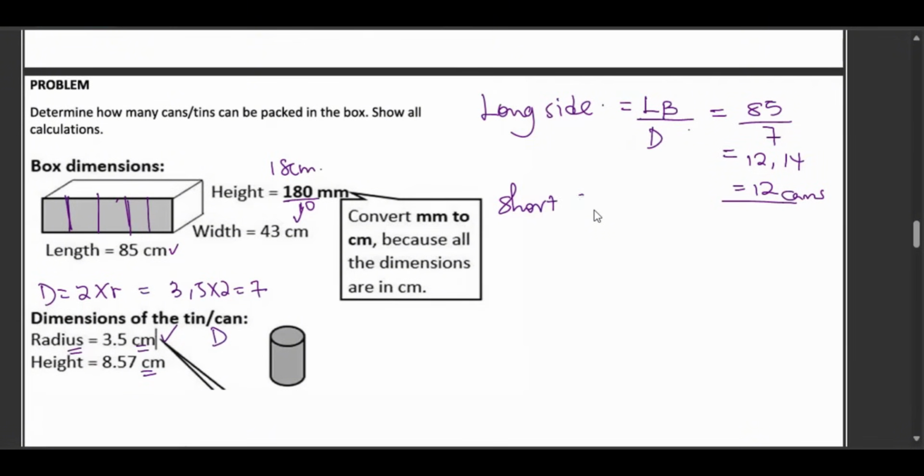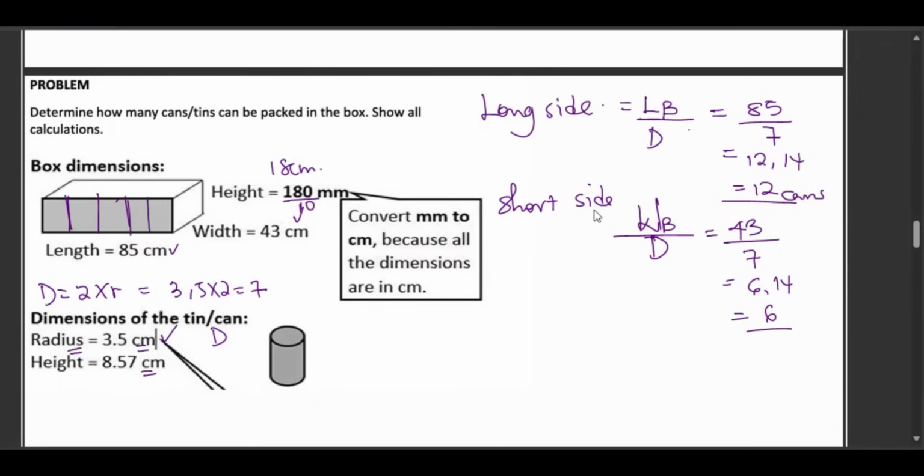On the short side, we shall say the width of the box divided by the diameter of the can, which becomes 43 divided by 7. You have 6.14. These are cans, but then the real number is going to be 6.